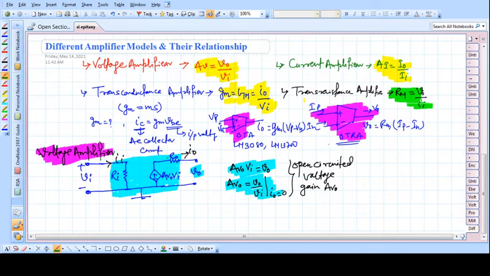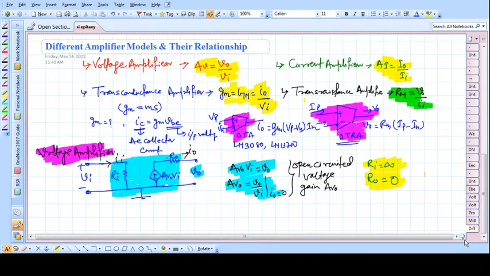And in this case, the input resistance Ri will be infinity for the voltage amplifier, and the output resistance will be 0. So this one is the case. This is also something we have to know, very important. So this is all about the voltage amplifier.